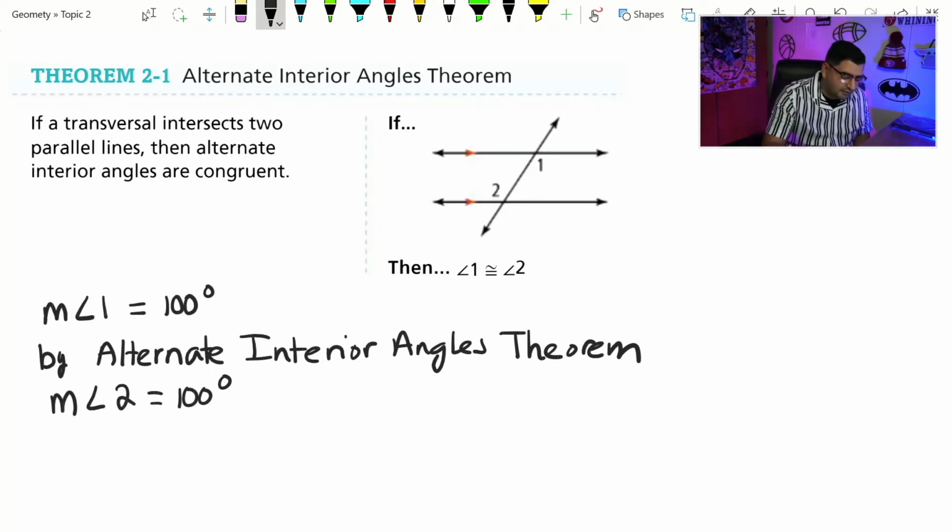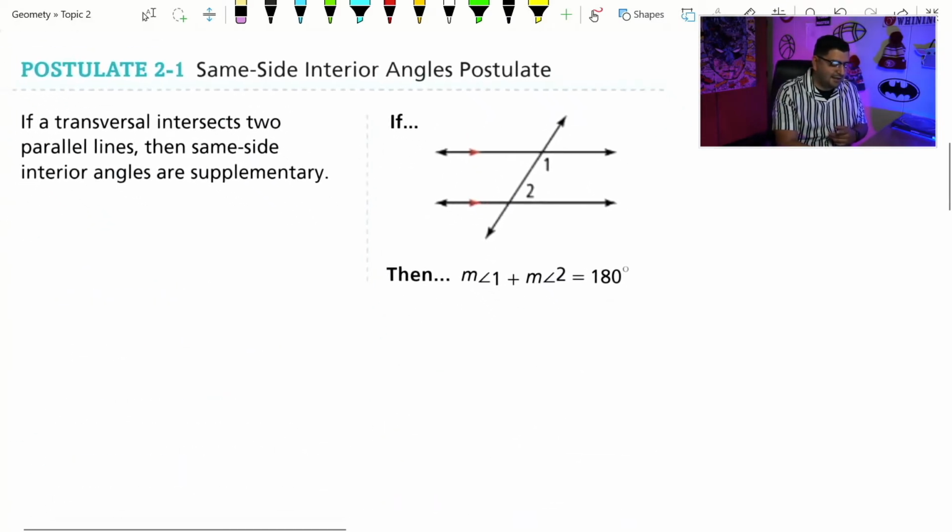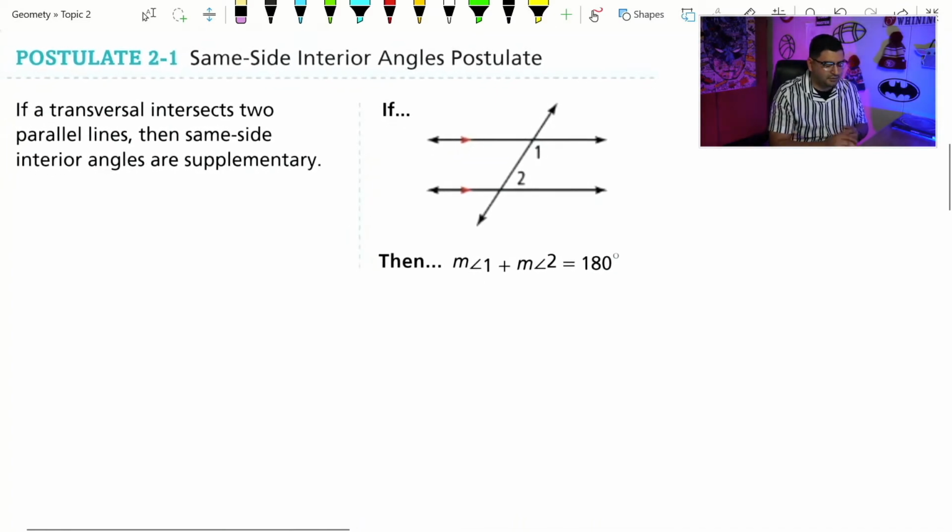The other alternate interior angles that we have here, they're not labeled, but these two angles here would also be equal to each other. So if I had one of those, I'd be able to give you the other as well. A lot of times in geometry, we use the fact that I know one of them, so by this theorem, I also know the other one. We use this concept quite a bit in geometry. The other interior angles rule, which we actually call a postulate, is the Same-Side Interior Angles Postulate.